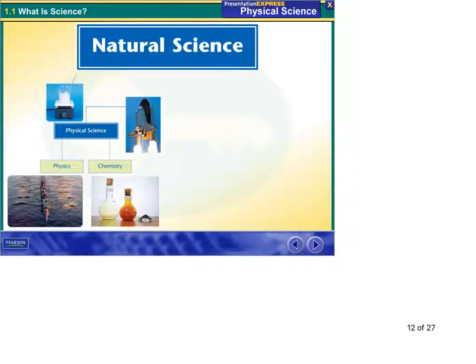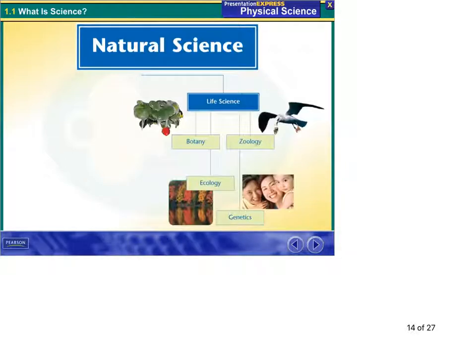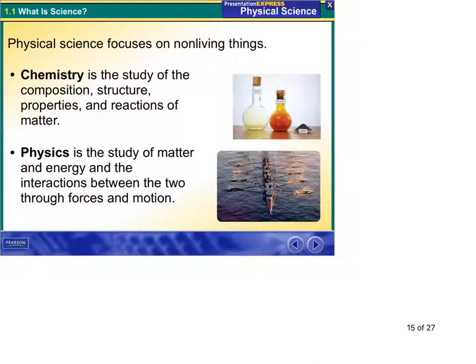Natural science is made up of physical science, with physics and chemistry as the two main branches of physical science. Earth and space, we can have geology, astronomy, meteorology, oceanography. Life science has branches such as botany, zoology, ecology, and genetics. Here we'll focus on what some of those things mean. That chart we just looked at, if you didn't write it down, you want to back up and get that chart.